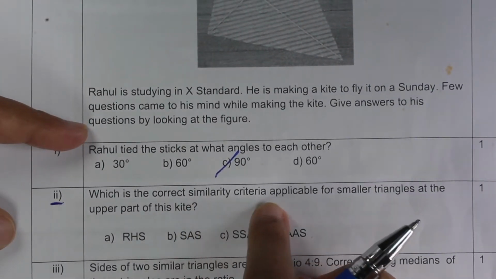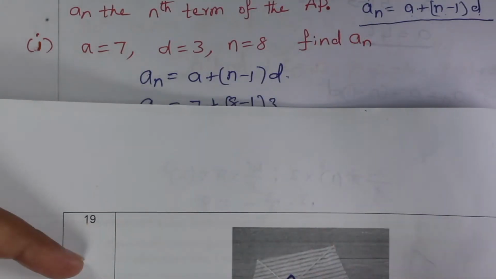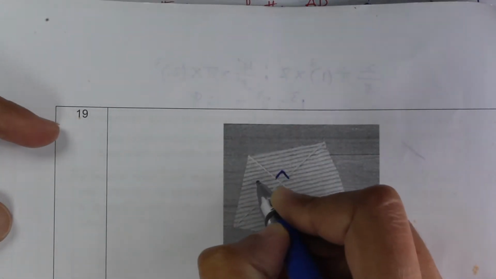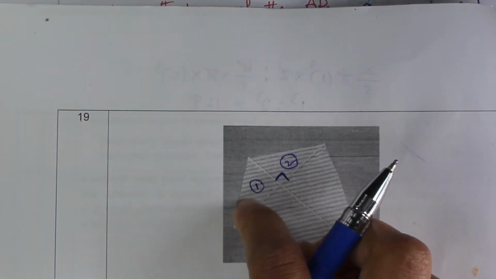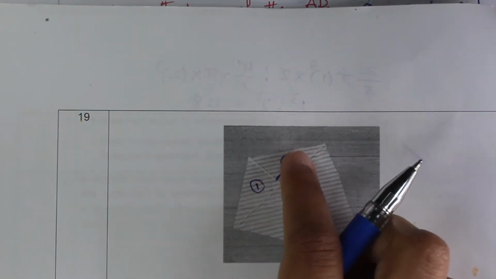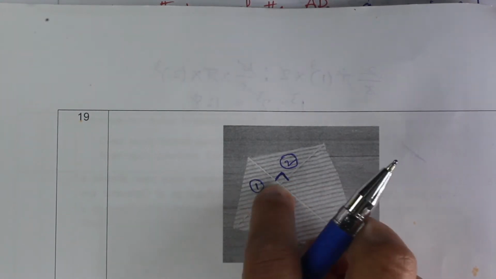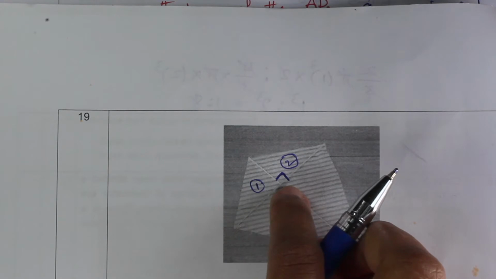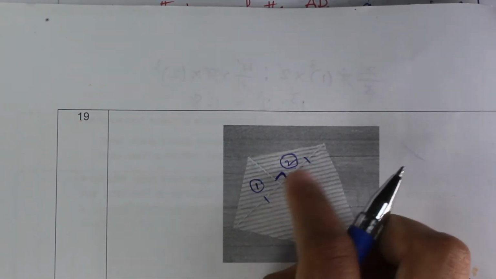Which is the correct similarity criteria applicable for similar triangles at the upper part of the kite? In the upper part of the kite there are two triangles, right? Triangle 1 and triangle 2. This is triangle 1 and this is triangle 2. So he is asking for the similarity criteria applicable for these two triangles. First of all, this angle is the same. Both angles are 90 degrees and 90 degrees. And this side is common. So S, A and one more side is also equal. This side is equal to this side. So this is the SAS property.